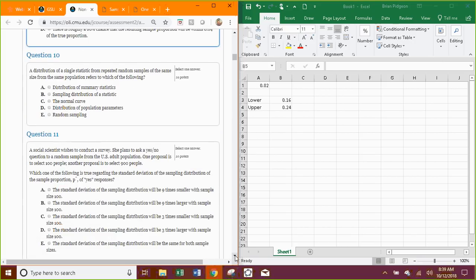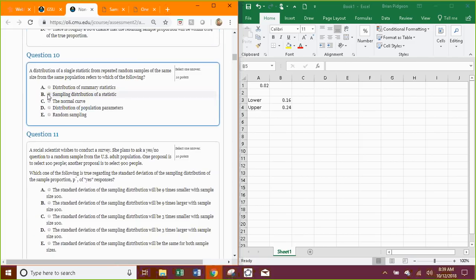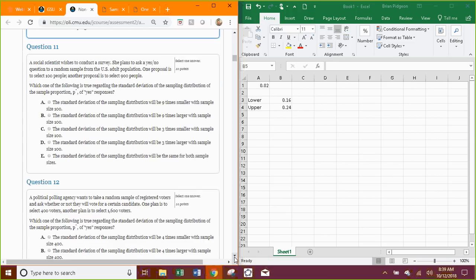A distribution of a single statistic from repeated random samples of the same size from the same population refers to the sampling distribution. You gotta know that definition. Alright. A social scientist wishes to conduct a survey. She plans to ask yes or no questions. One proposal is to select 900, and the other proposal is to select 100. Which one of the following is true regarding the standard deviation?